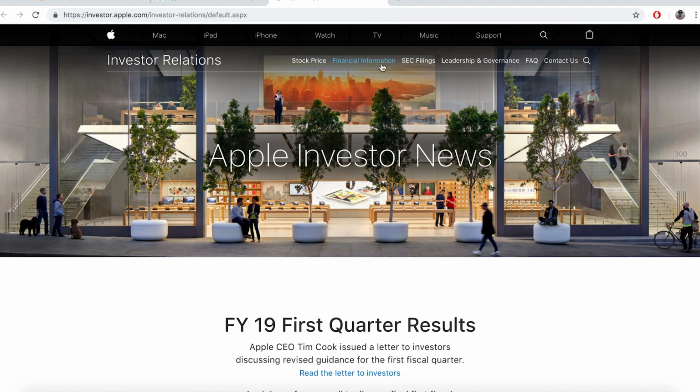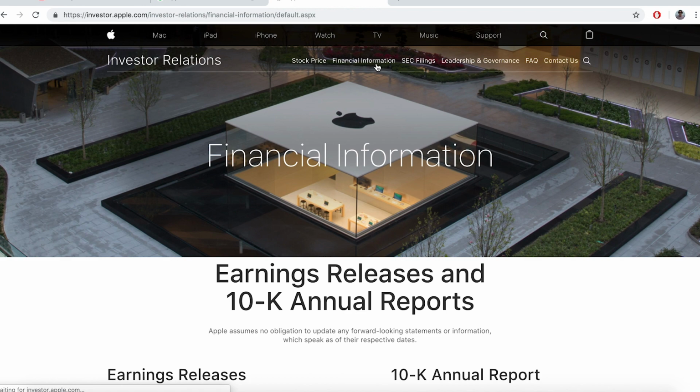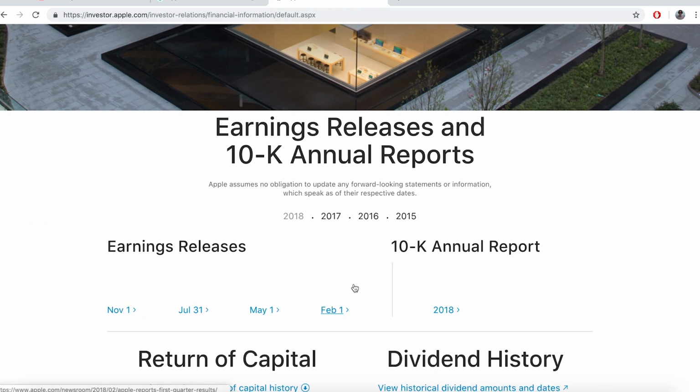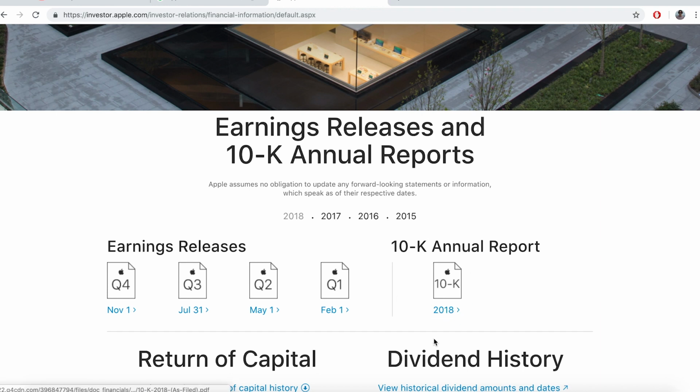So what we want to do is click on the financial information tab, and this should show us the annual report. So what we're looking for here is the latest annual report. And of course, I do this analysis over many of the annual reports that a company has for the past 10 years usually, or a little bit more. But we're going to start with just the 2018 report for Apple. So that's the 10K annual report. Click on that and it should open up for us.